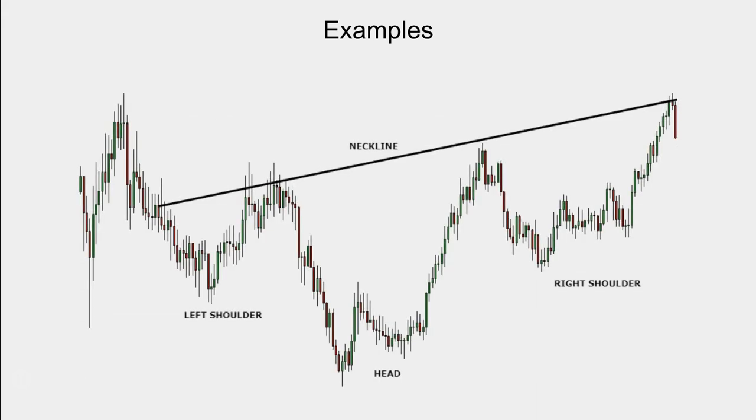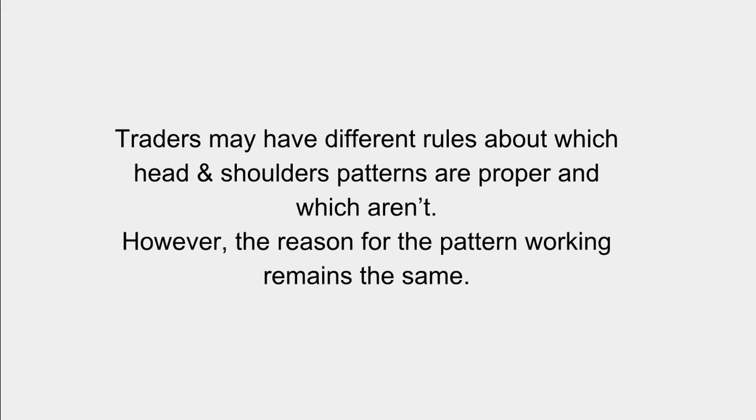Lastly, another inverse head and shoulders. This time, the neckline is tilted upwards, and the right shoulder is slightly higher than the left shoulder. These are 4 examples of a vast number of ways that the head and shoulders can form. Traders may have different rules about which head and shoulders patterns are proper and which aren't. However, the reason for the pattern working remains the same.